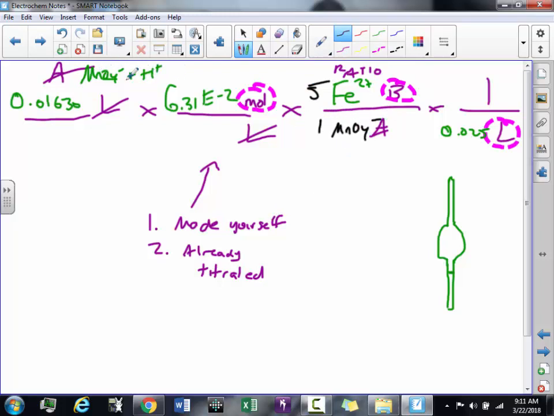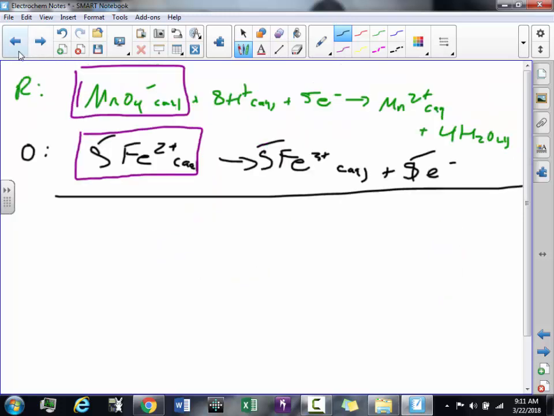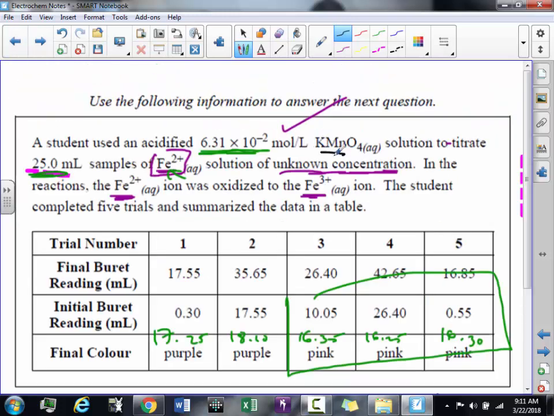I wasn't sure at the time which of these two things I would use, whether I would use the permanganate or the H+. But because the concentration I was given was of the permanganate amount right here, then that's the one I went with.